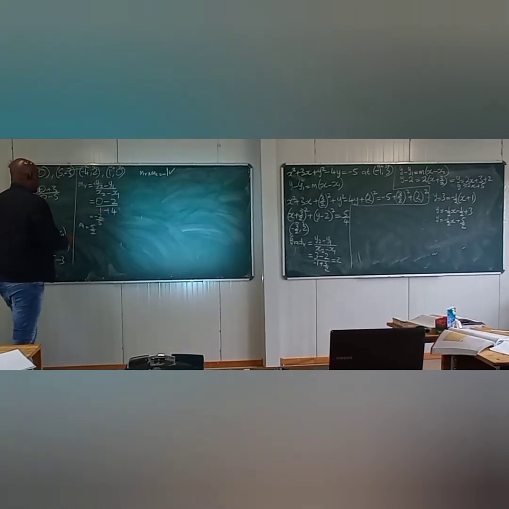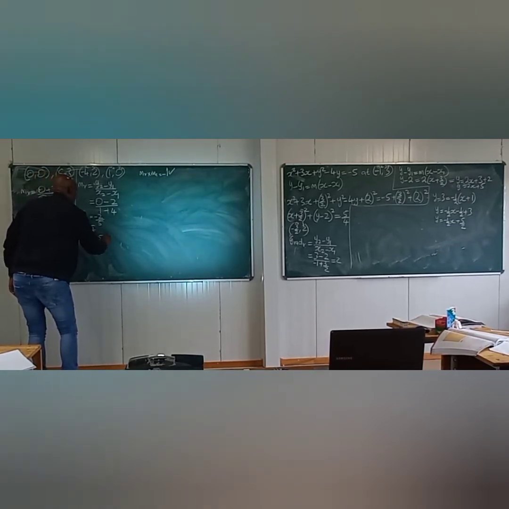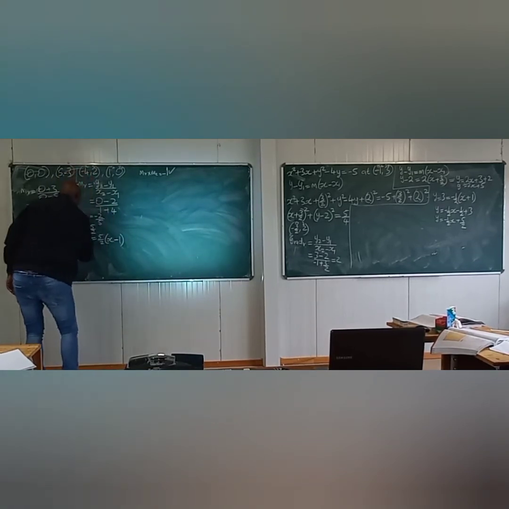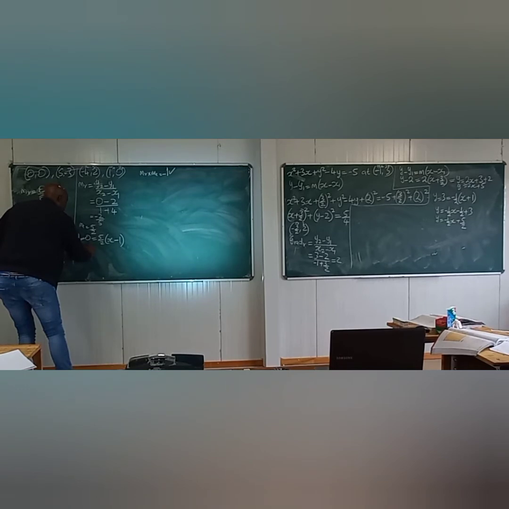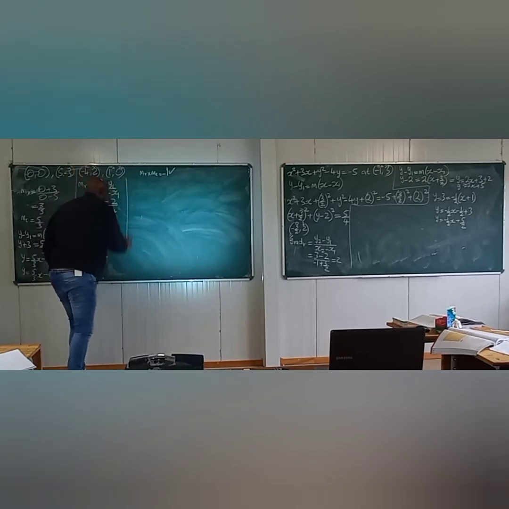Then the equation of the tangent: y minus 0 equals 5 over 2 into x minus 1, which is y equals 5 over 2x minus 5 over 2.